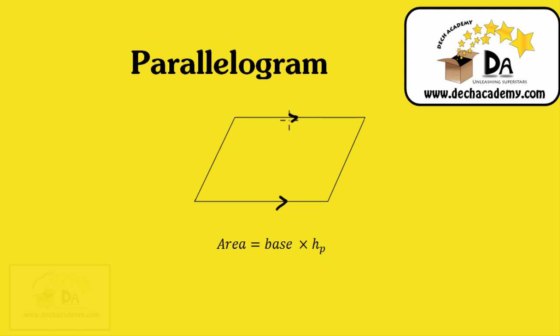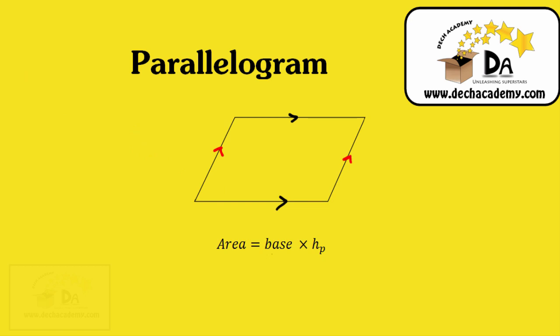I've shown the first pair in black and the other pair in red. So a parallelogram has two pairs of parallel sides. It's a four-sided shape, a quadrilateral with two pairs of parallel and opposite sides. The area of a parallelogram is equal to the base of the parallelogram times the perpendicular height. So what I'm going to do is label each side of the parallelogram.